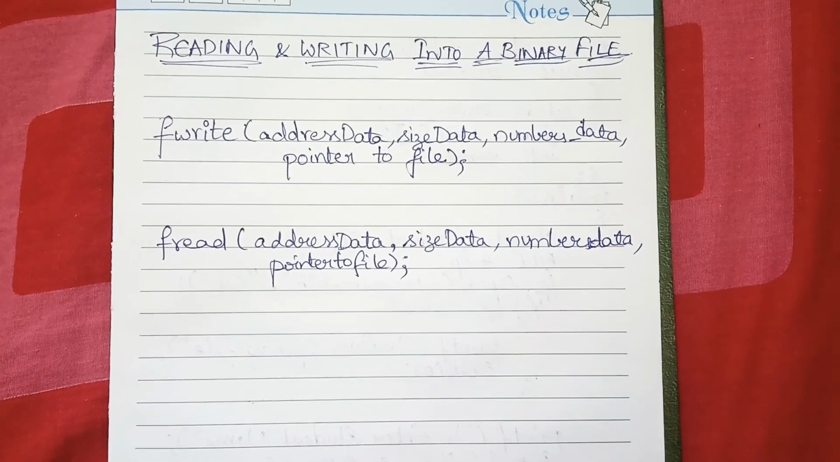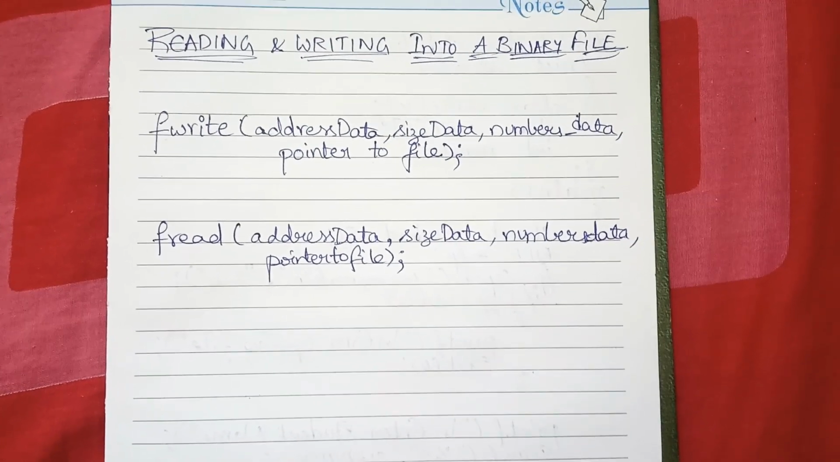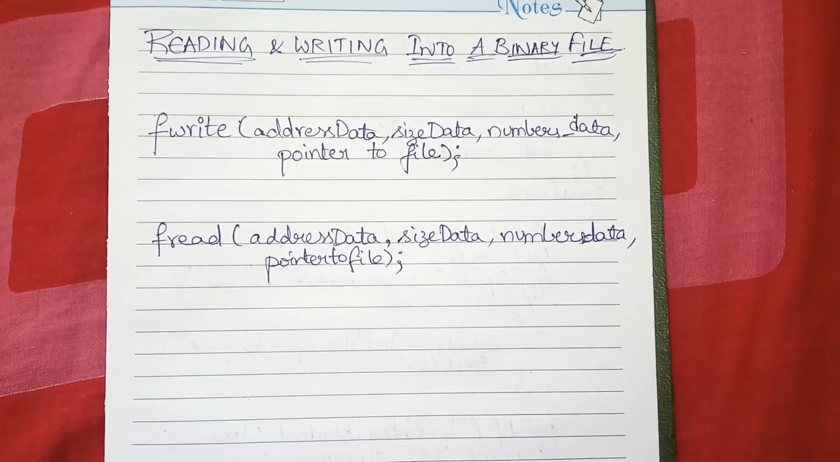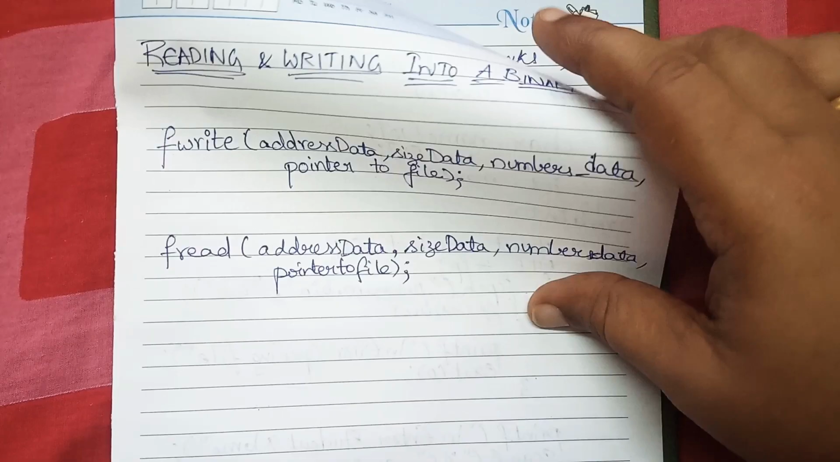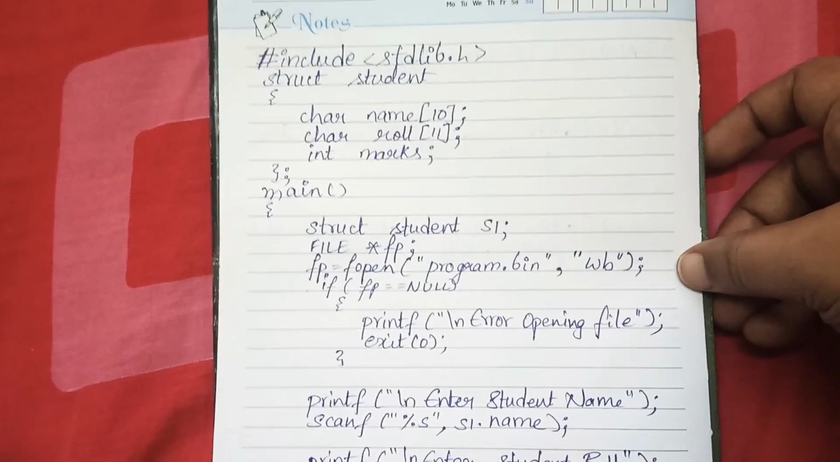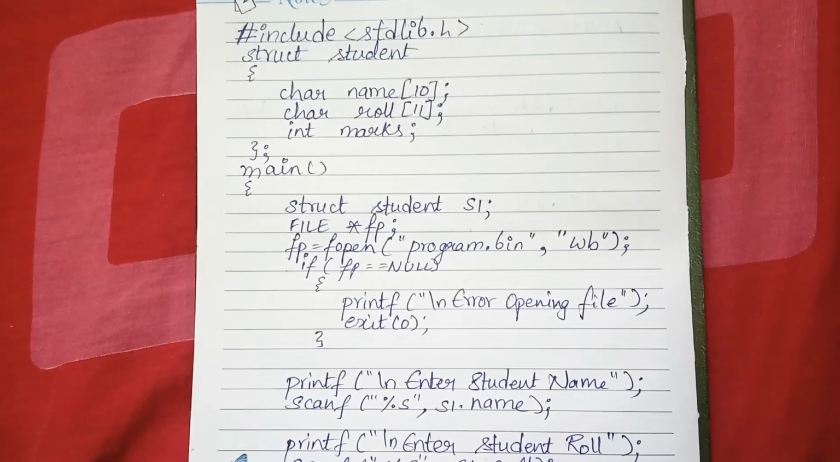In an earlier session, we have seen two functions called fwrite and fread, to read and write some data into a binary file. So in this session, we are going to see how we have to use the function fwrite. This is a program where I would like to store some data into a binary file.